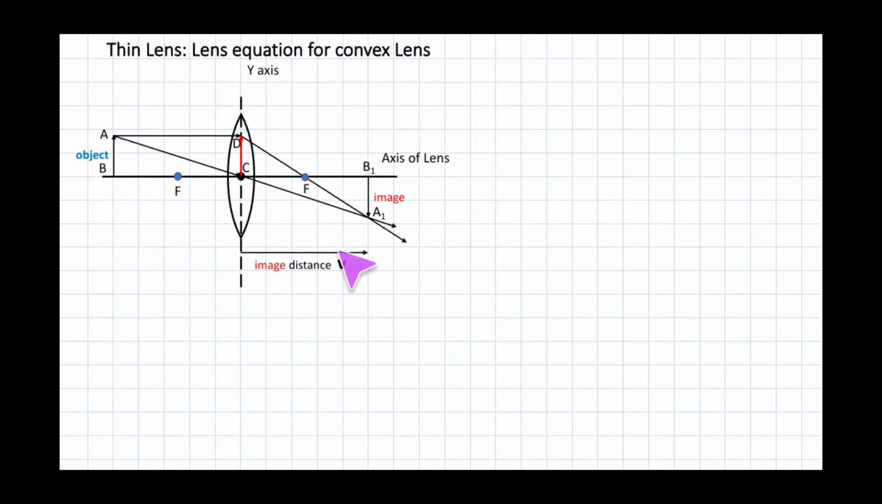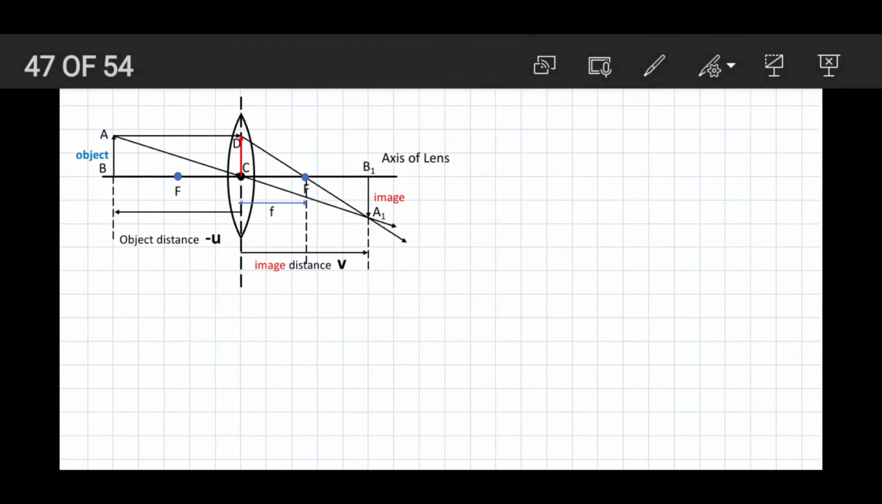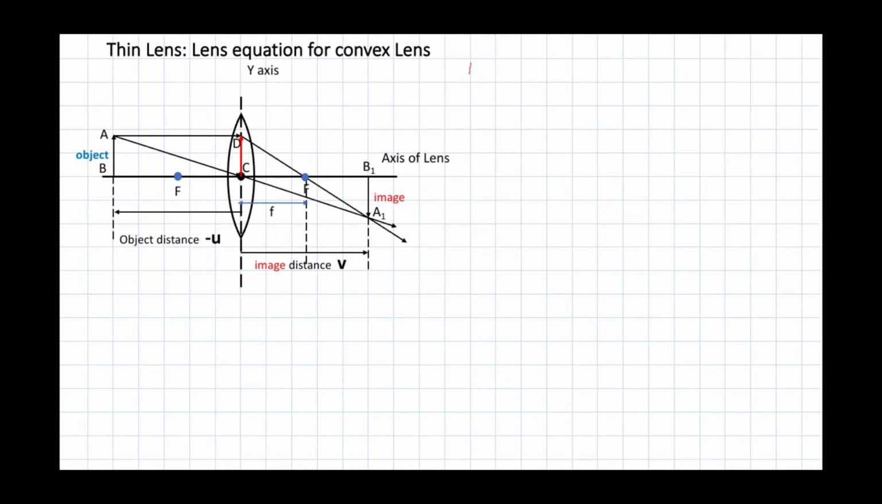So here it is, this is image distance v. Here it is object distance, that is minus u, and here it is a focal length. Now we have to find the relation between u, v and f. This relation we have to study. Okay, so let us consider this is one triangle ABC.